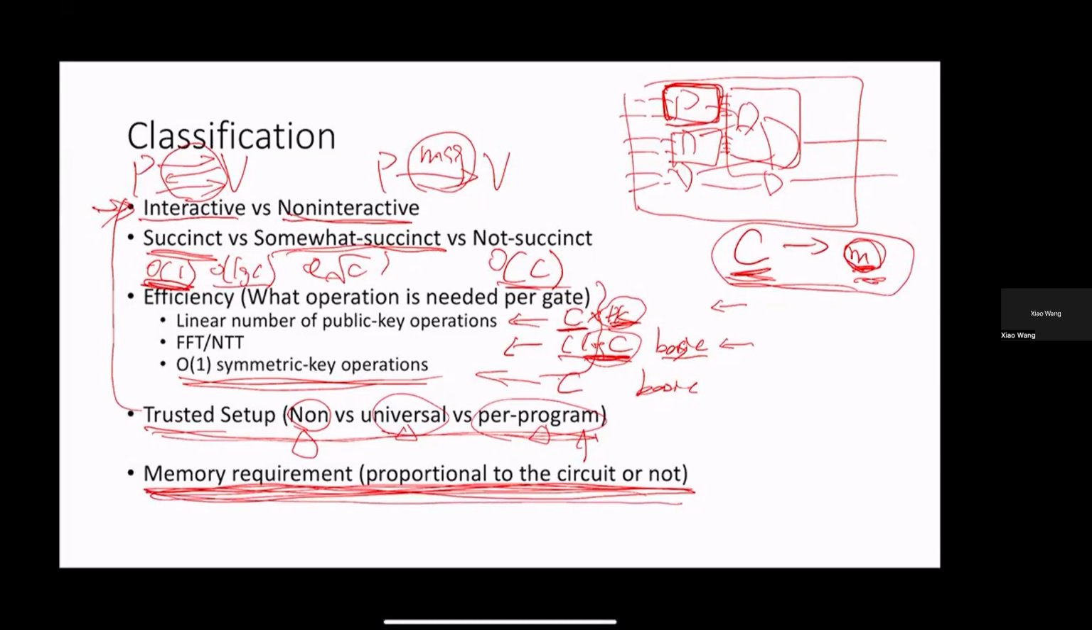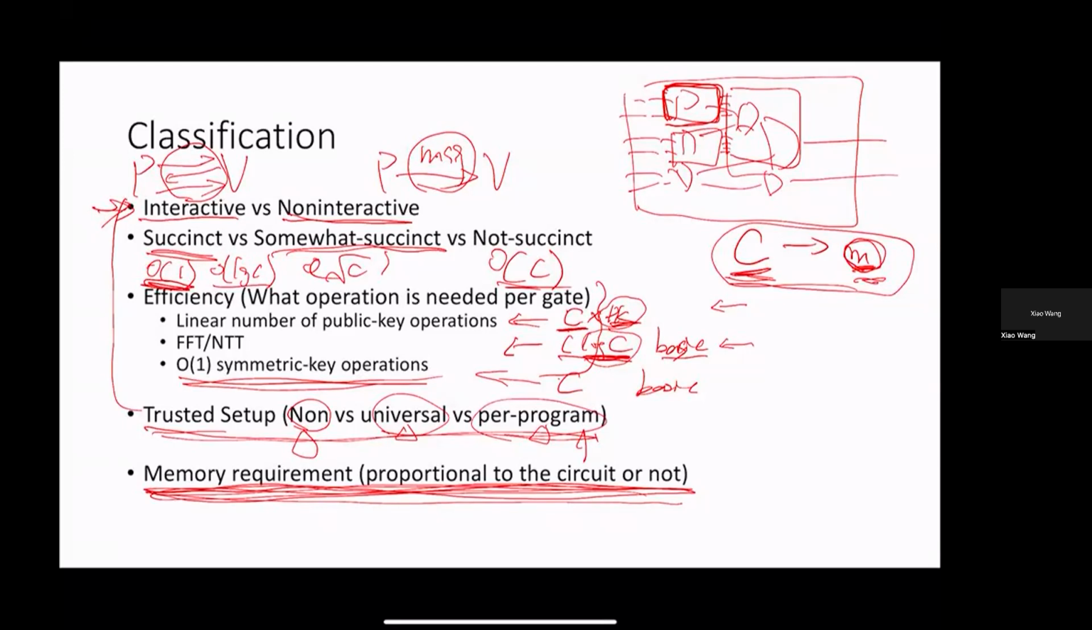Okay, so ideally, we want the cost of zero knowledge proofs to be as close as possible to the cost of running the program, or verifying the statement in the clear. Okay, that's what we want.